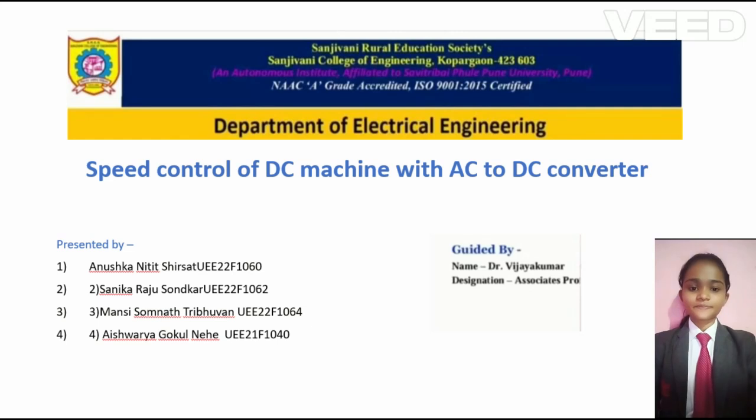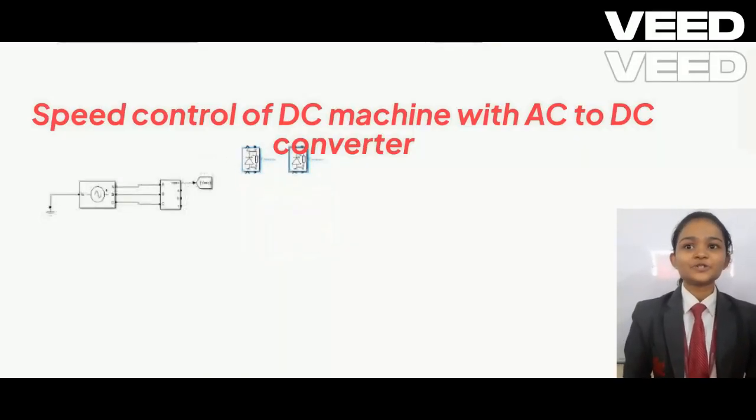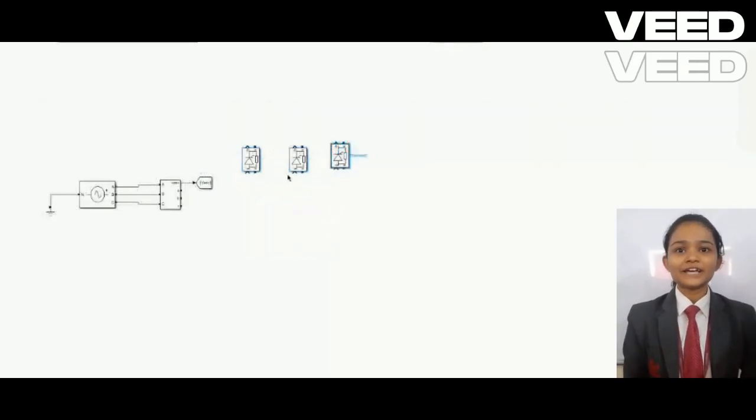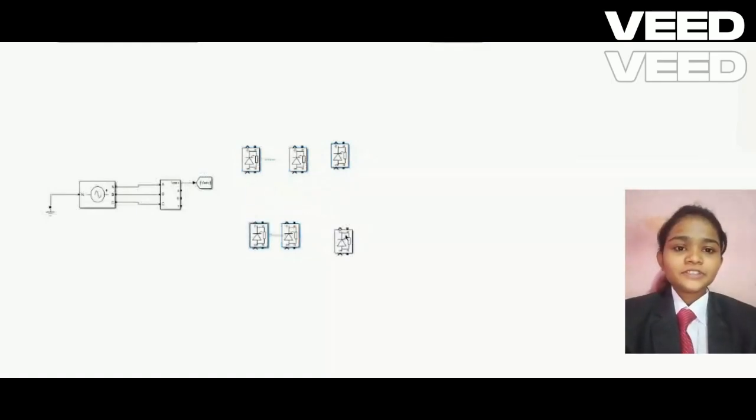Good morning all, my name is Mansi. Today we are going to discuss the speed control of DC machine using AC to DC converter. AC to DC converters, commonly known as rectifiers, are devices that convert alternating current to direct current. Let us start with the simulation process.